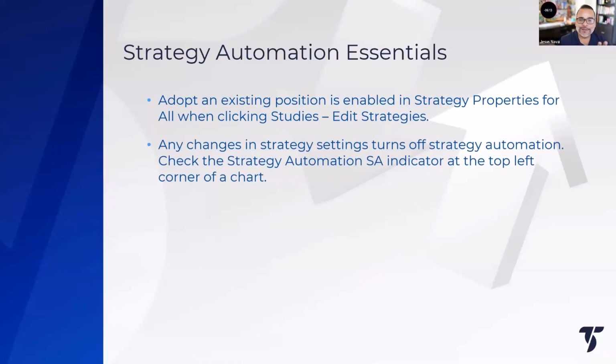There are some indicators on the chart that tell you what the state of the strategy is at any particular moment. We refer here to checking the strategy automation SA indicator. SA is a little box that appears on the top left corner of the chart analysis window that tells you the state of the strategy automation. SA, by the way, is just an abbreviation for strategy automation. And based on the color that that indicator turns, then you'll know exactly what the state of the automation is.